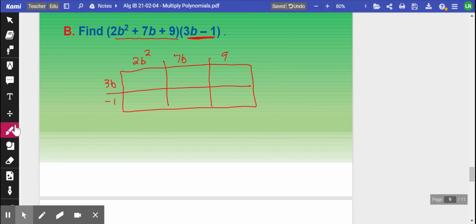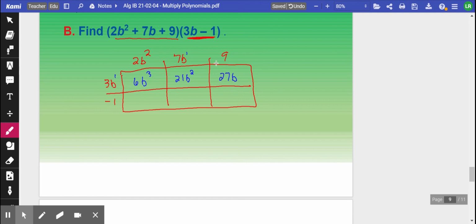And now let's do our multiplications. 3b times 2b squared is 6b to the third. Remember, b times b squared is b to the third. Add the exponents. 3b times 7b is 21b squared. Remember, because 1 plus 1 is 2. Add the exponents when you multiply. 3b times 9 is 27b.